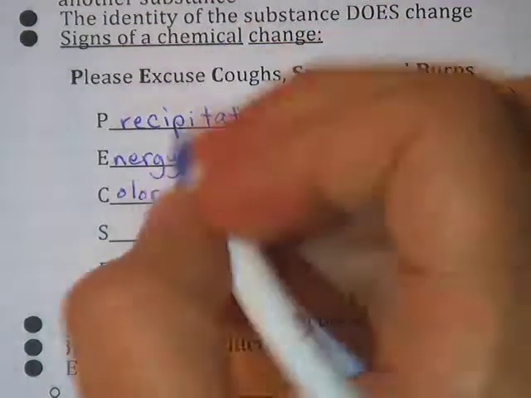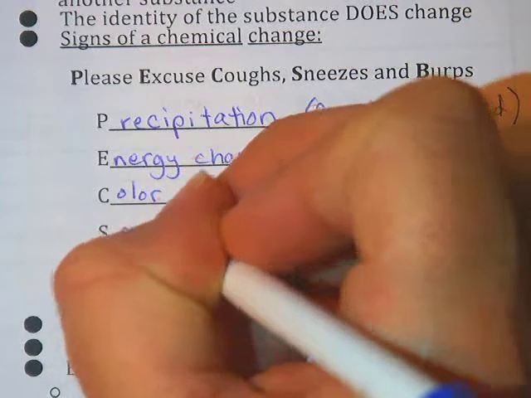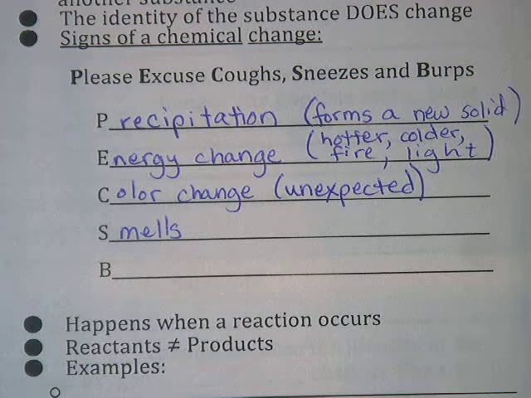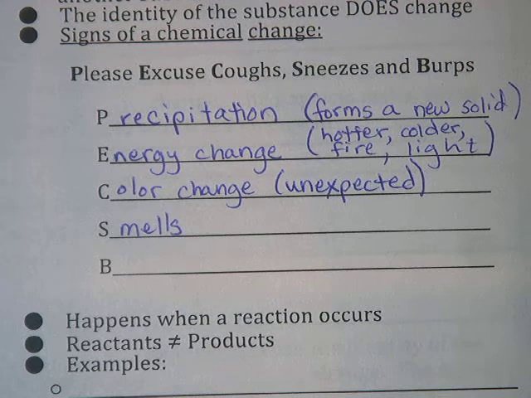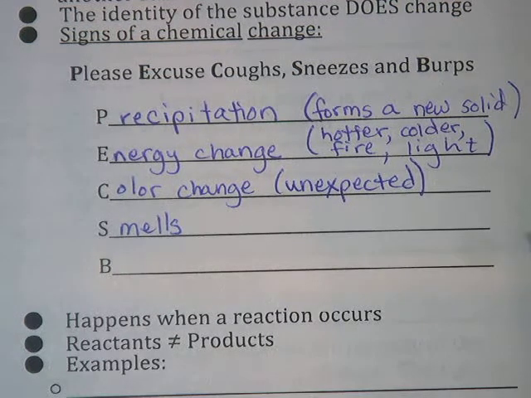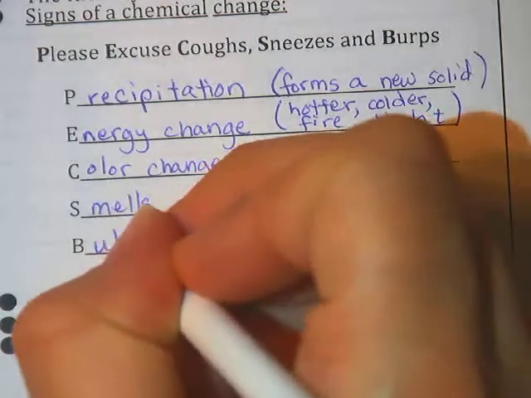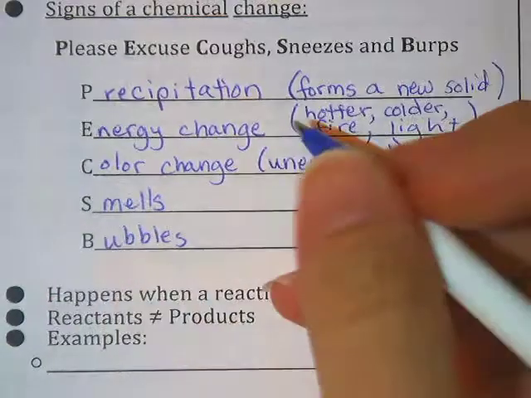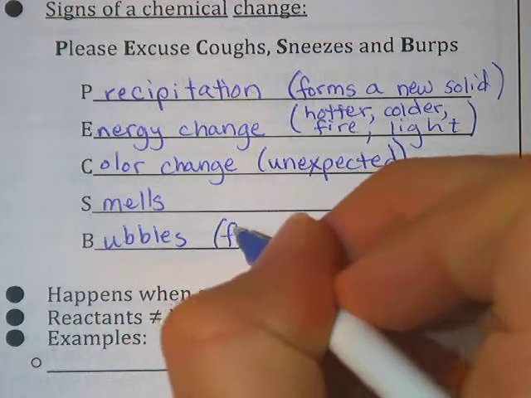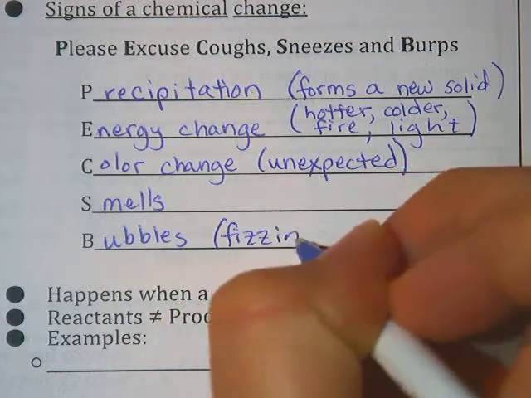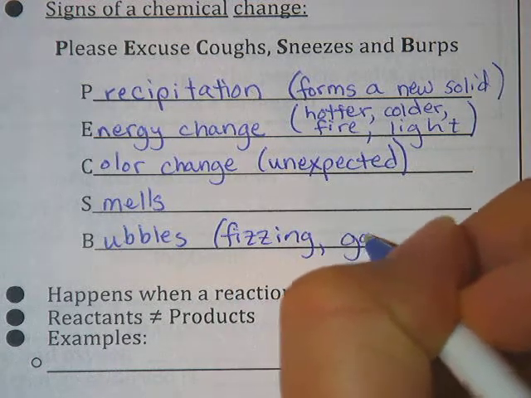The S is for smells. If there are new smells or smells disappear, or there was one smell and now there's a different smell, those are signs of a chemical change. And then B is for bubbles. Or you could also say fizzing, or just general gas formation.